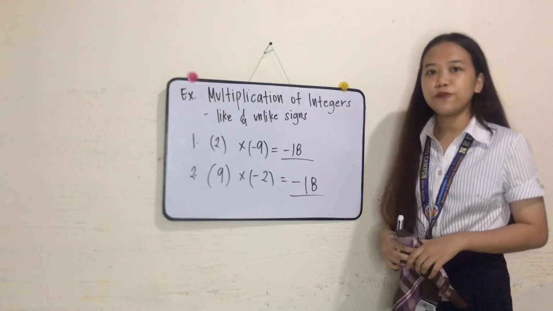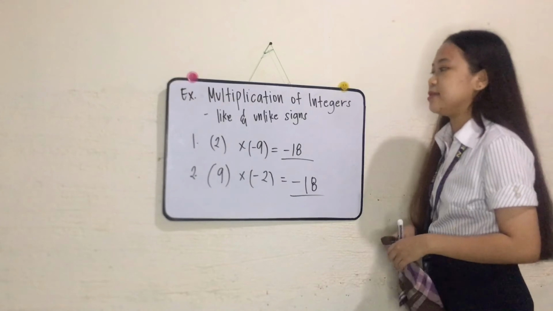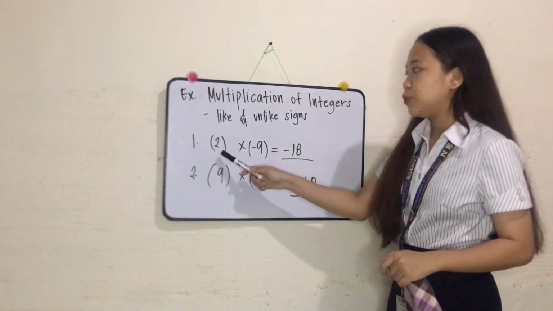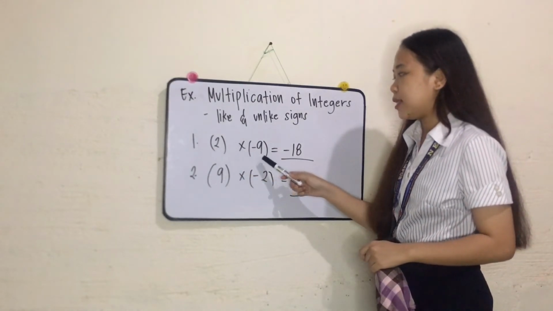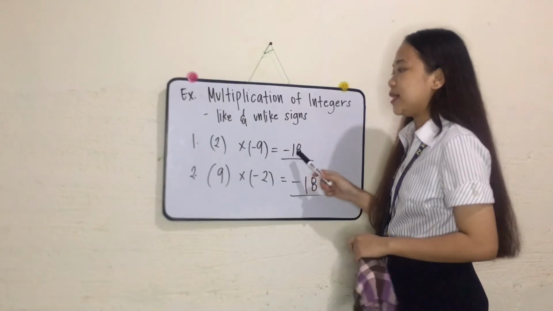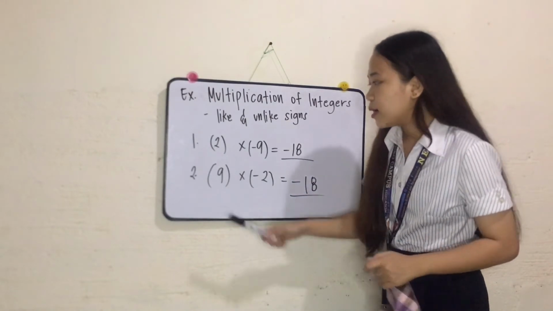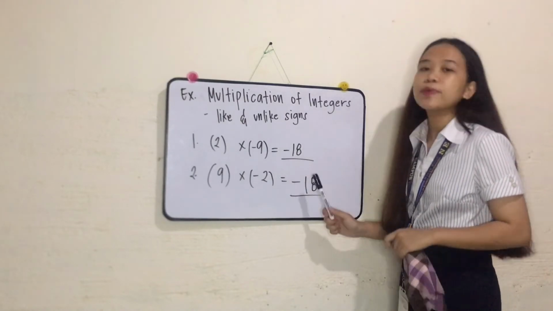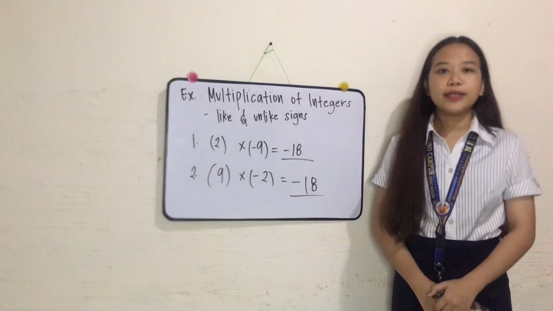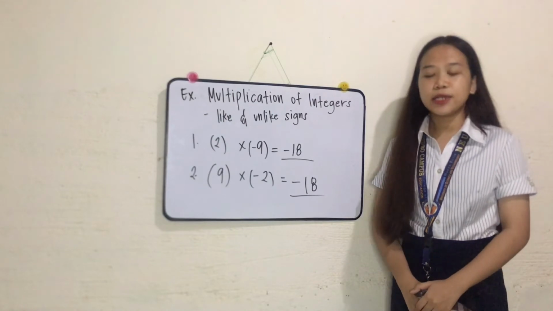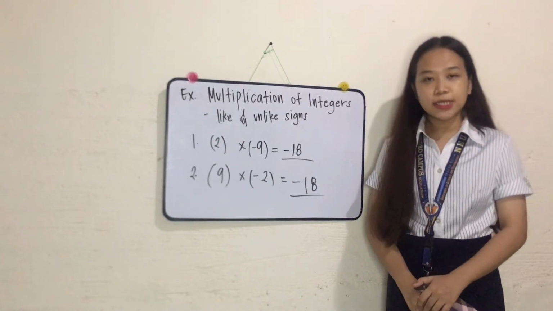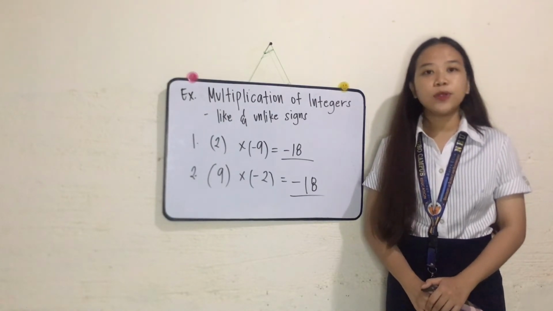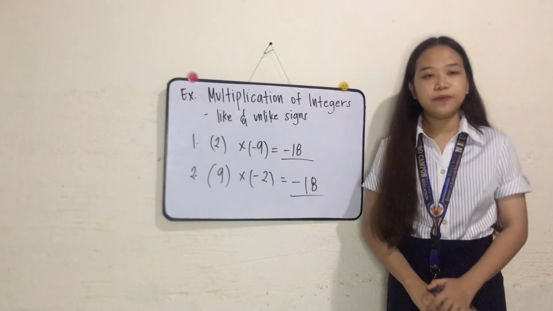Now, let's move forward to opposite signs. Positive 2 times negative 9 is equal to negative 18. Next, positive 9 times negative 2 is equal to negative 18. Okay, now remember, the answer when multiplying two integers having opposite signs will always be negative.